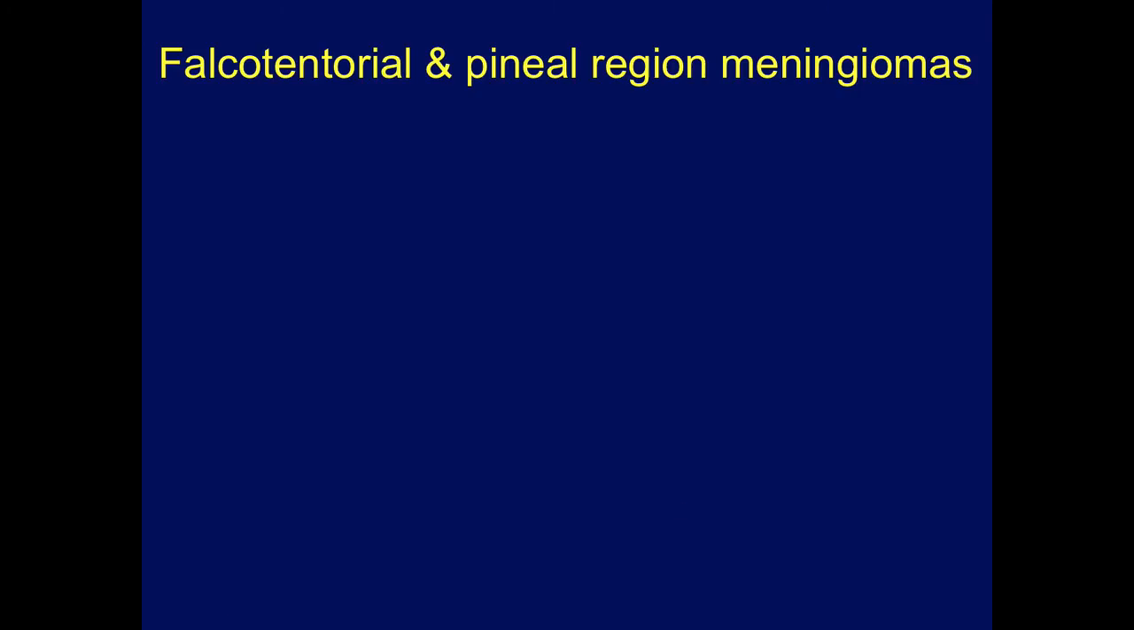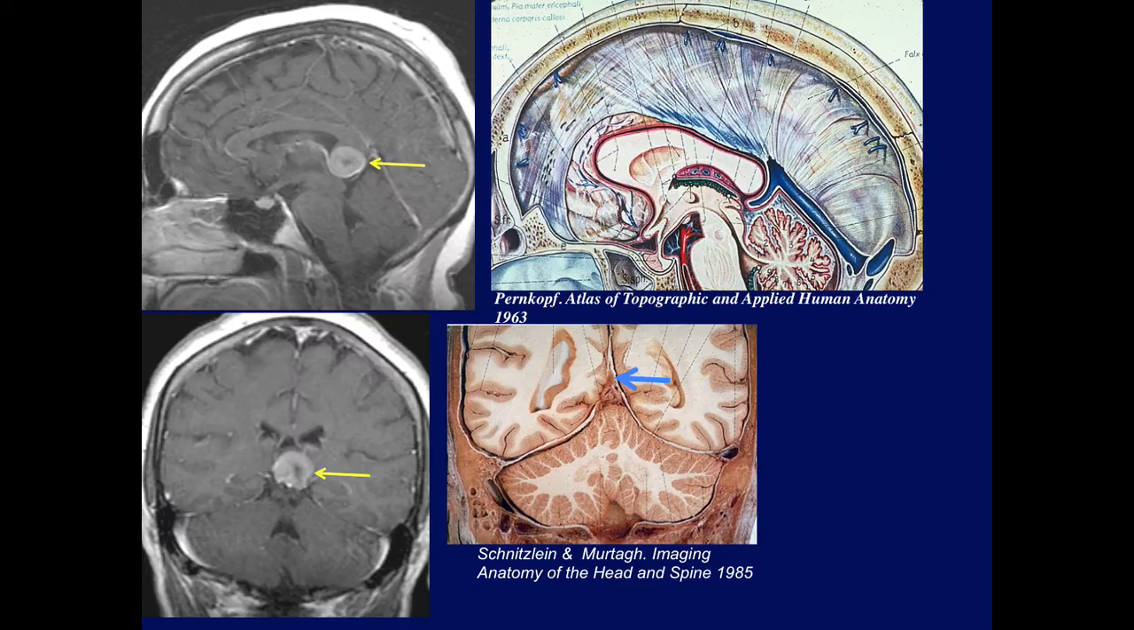Okay, now let's move on to what's called the Falcotentorial pineal region meningiomas. Now, the reason they're called Falcotentorial is because this is the junction. So here are the two leaves of the tentorium coming up to meet the falx. And that's why they're called Falcotentorial. Also, so here it is. Here's the falx. We cannot see the tent on this view. So this is the area.